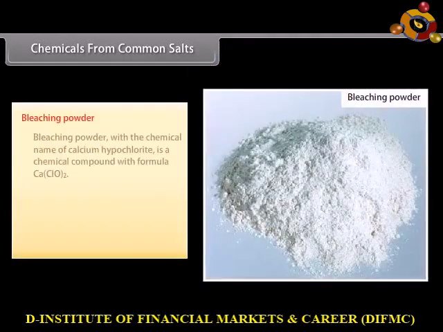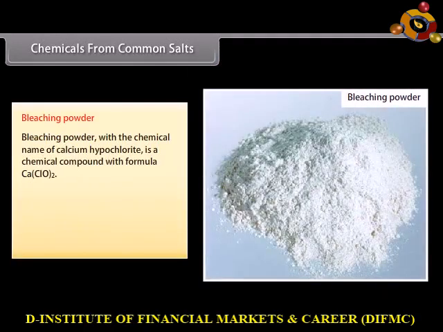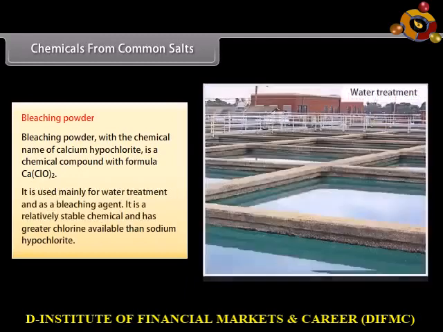Bleaching powder. Bleaching powder, with the chemical name of calcium hypochlorite, is a chemical compound with the formula Ca(ClO)2. It is used mainly for water treatment and as a bleaching agent. It is a relatively stable chemical and has greater chlorine available than sodium hypochlorite.